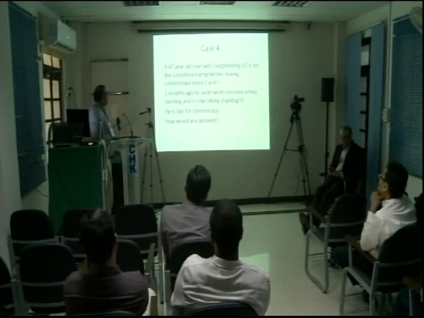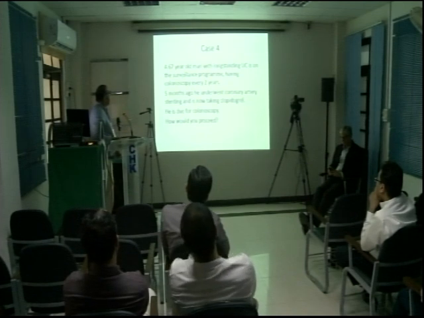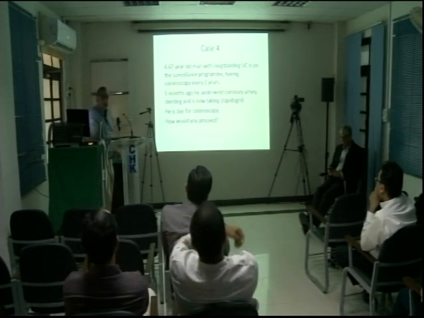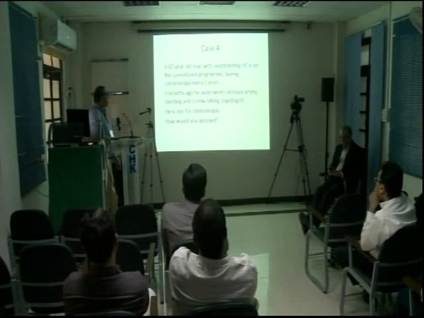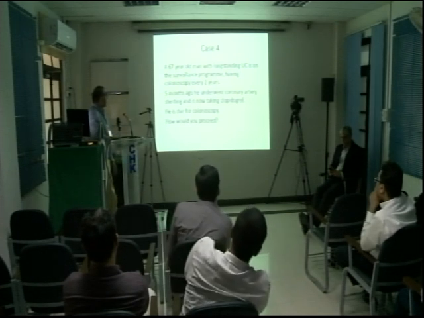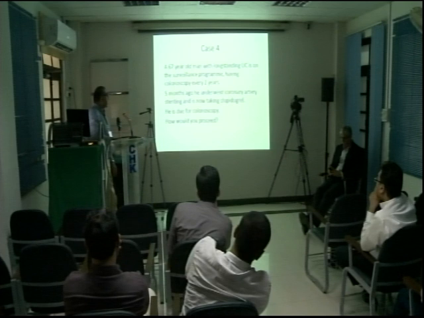67-year-old man with long-standing ulcerative colitis is on the surveillance program having colonoscopy every 2 years. 5 months ago, he underwent coronary artery stenting and is now taking clopidogrel. He is due for colonoscopy. How would you proceed?